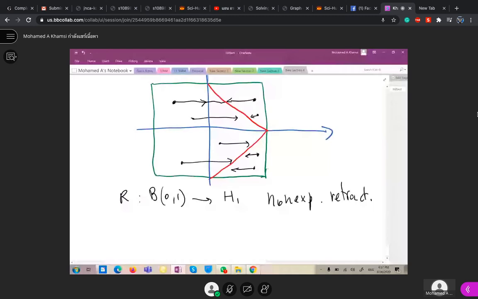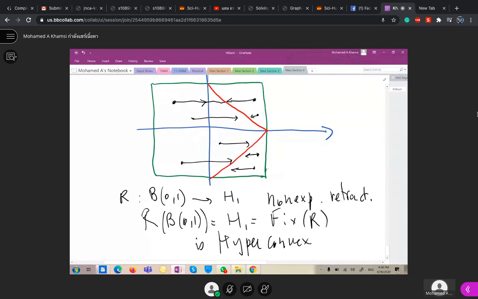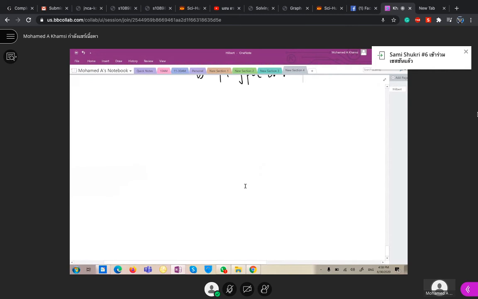The retract is easy. Once you go in, that's it. The next one will be the identity: from H1 to H1 it is the identity. So being a nonexpansive retract, from what we said before, this shows that R of the unit ball, which is H1, the fixed point set of R, is hyperconvex. So H1 is hyperconvex. Now, similarly, exactly the same idea. Let's do the following now, okay?